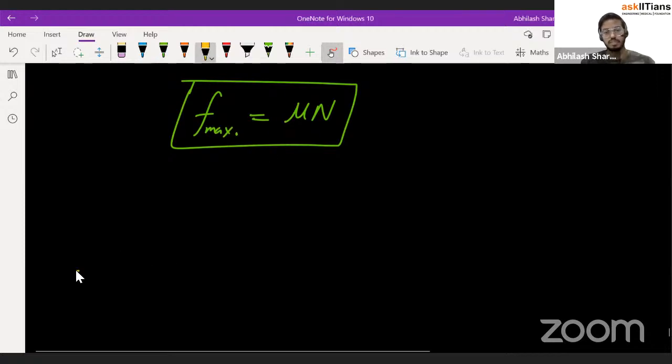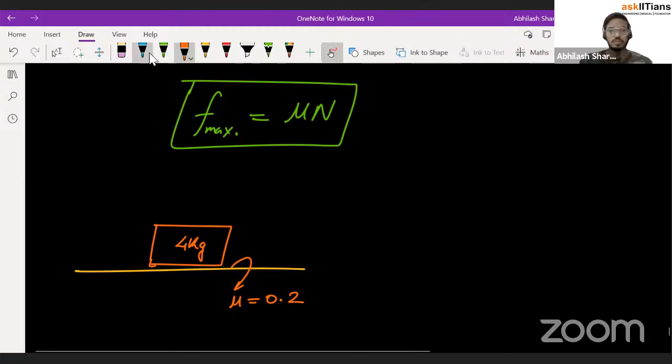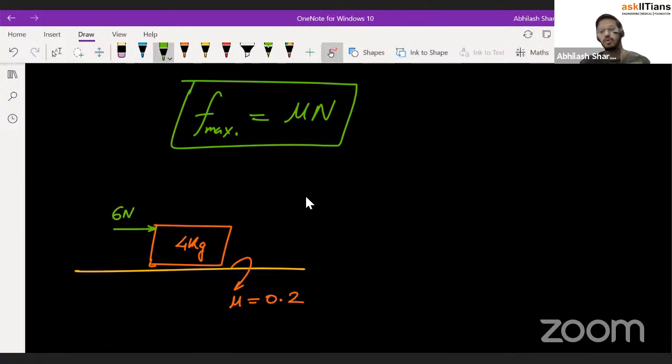Okay, so let me check how many of you have understood what I have taught so far. Suppose there is a block. Its mass is 4 kilograms. And between the surface and block, the mu value, coefficient of friction, is 0.2. Suppose I apply a force of 6 newtons on the block. What will be the acceleration of the block?